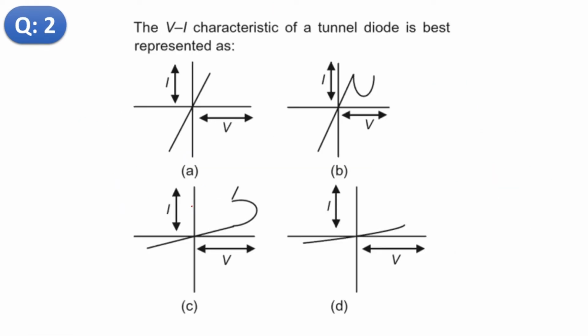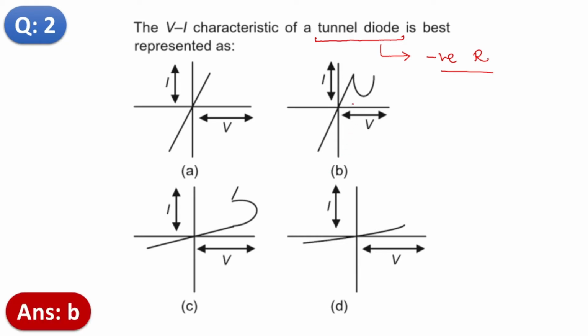Now question number 2. We need to identify the VI characteristics of a tunnel diode, and we know that the tunnel diode shows negative resistance. This is important: negative resistance. From this figure you can easily find the correct answer, which is B. This particular part shows the negative resistance region.